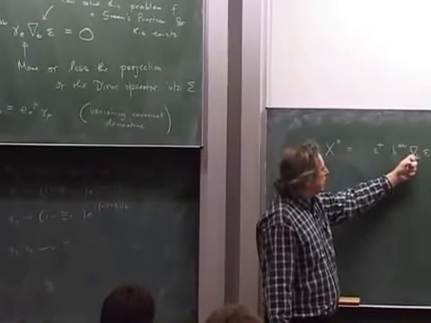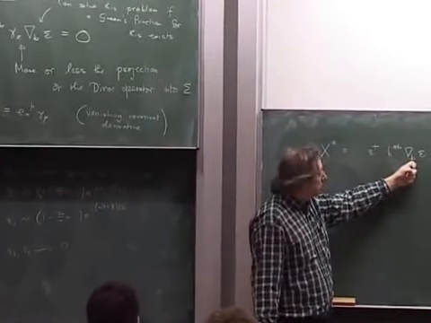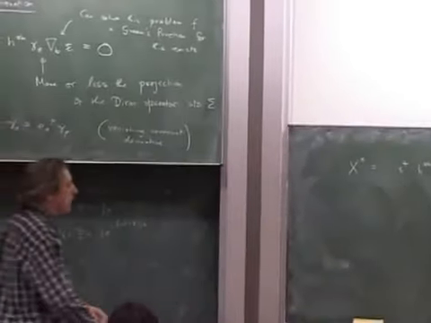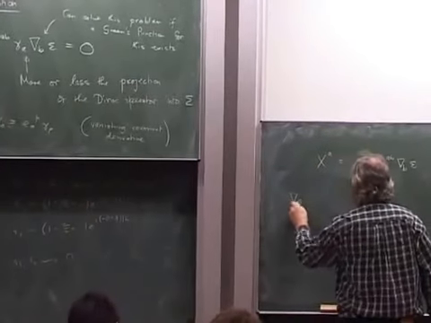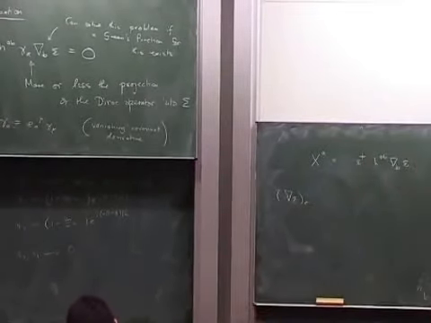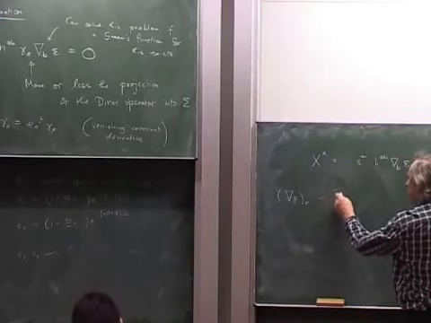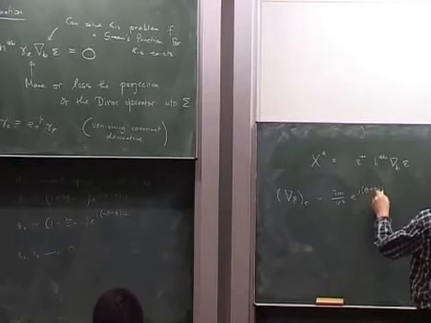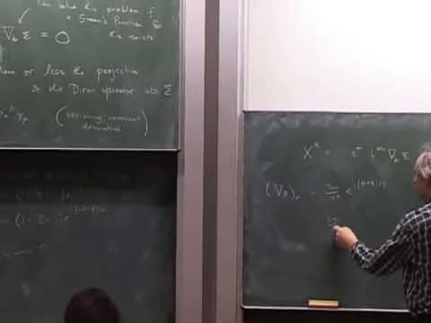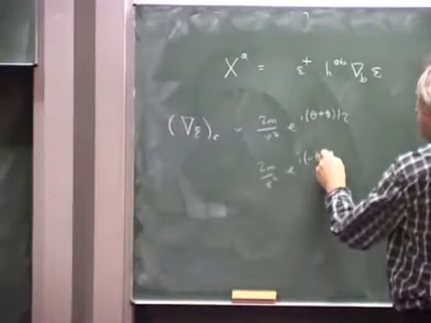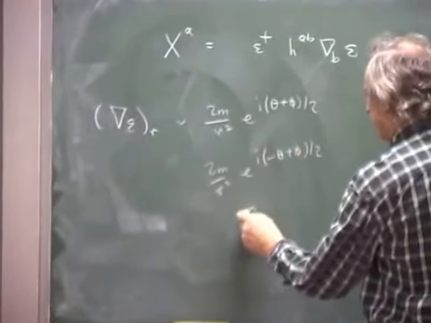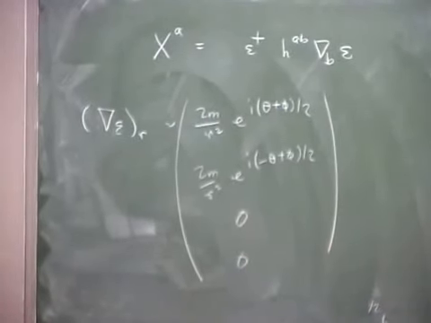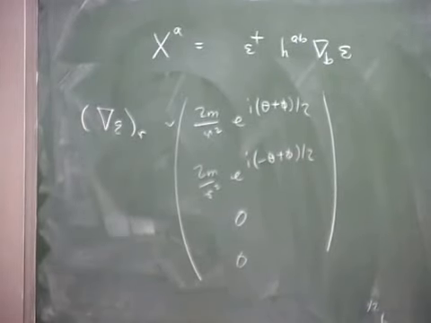Now let's look at this other derivative. This thing could have an r component. If it's got an r component, you're going to differentiate with respect to r. So the del epsilon r component is going to look something like 2m over r squared e to the I theta plus phi over 2, 2m over r squared e to the I minus theta plus phi over 2, 0, 0. XA, what is that, epsilon plus or dagger? It's epsilon dagger. Let's continue with this calculation.